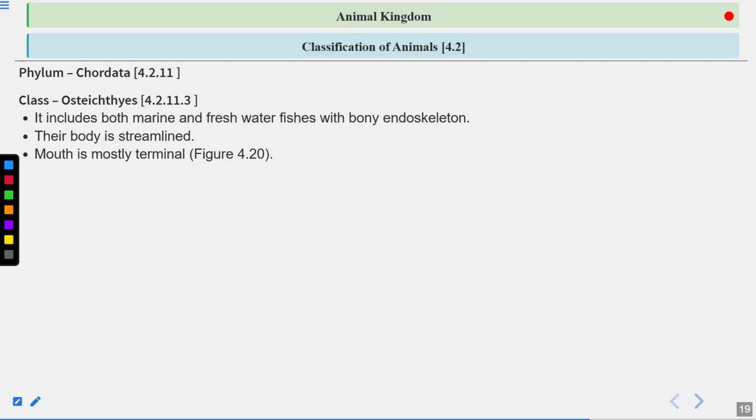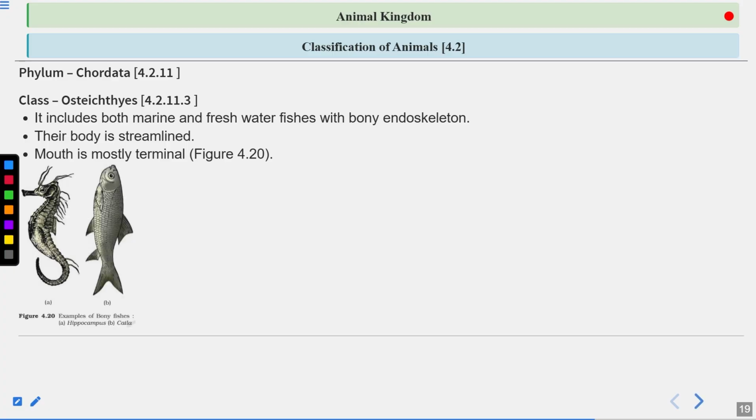Mouth is mostly terminal. In the case of chondrichthyes, it is ventral in position. Now here, terminal in position. See the two bony fishes, A, hippocampus, and B, katla. So this is the mouth, terminal in position. This is the mouth, again terminal. But what about in the case of chondrichthyes? They have the mouth in the ventral position. This is one of the differences.